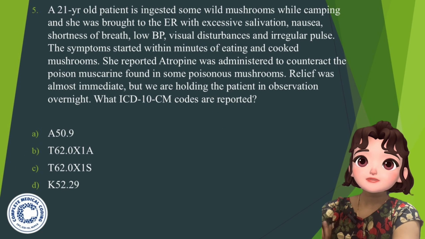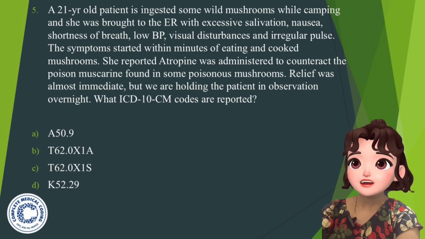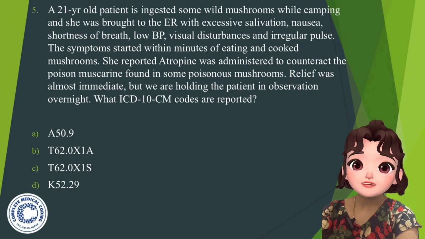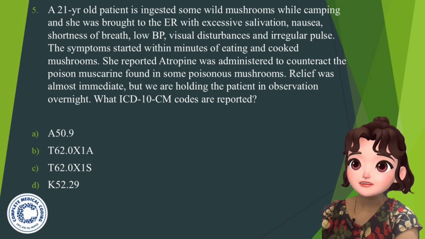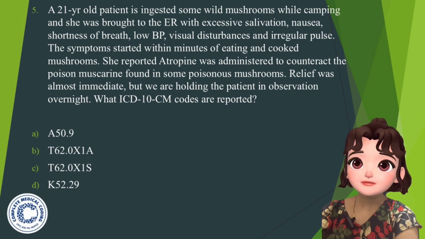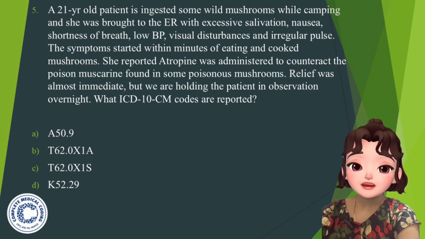Let's move to one more question. A 21-year-old patient ingested some wild mushrooms while camping, and she was brought to the emergency room with excessive salivation, nausea, shortness of breath, low blood pressure, visual disturbances, and irregular pulse. The symptoms started within minutes of eating cooked mushrooms. She reported atropine was administered to counteract the poison muscarine found in some poisonous mushrooms.